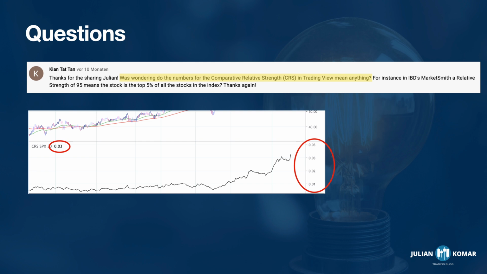So the only important thing if you look at the RS line is the slope. Is it going up? Does it mirror the stock price action? So when you see a new high, do you also see a new high in the RS line or not? This is the only important thing. I hope that this is understandable for you. But you cannot use the RS line to filter for stocks. And you cannot say an RS line value of 0.01 is better than 0.5 or something. So it really doesn't matter. What really counts is the line.